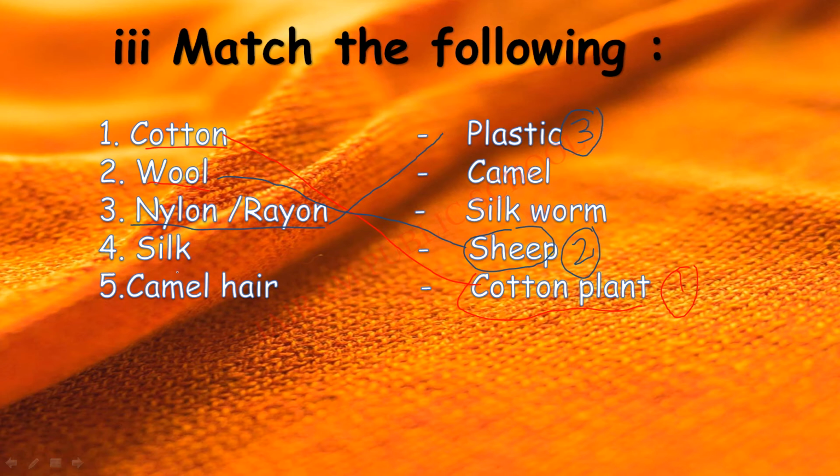Next one, fourth one, silk. Okay, which one is the correct answer? Silk. Very good. Silkworm. Okay, silkworm is the correct answer. So, this is the fourth one. Next, camel hair. Which one is the correct answer for the camel hair? Camel. Okay, so this is the fifth one.